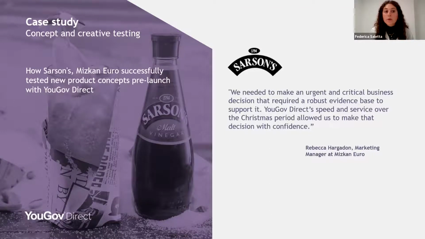The next case study that we have is using our concept testing template. So with Sarson's, which for those of you who don't know, because potentially you're coming in from outside the UK, is a vinegar brand that gets put on chips predominantly in the UK under the Mizkan group of food brands. What Sarson's did was, at the end of December, they needed to make a decision in terms of a new product that they're looking to launch that their innovation team had put forward. They, along with their senior stakeholders, needed to make a decision on the first working day of January.